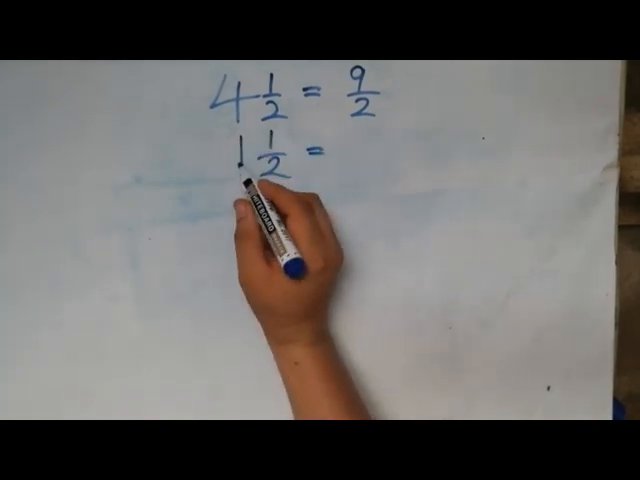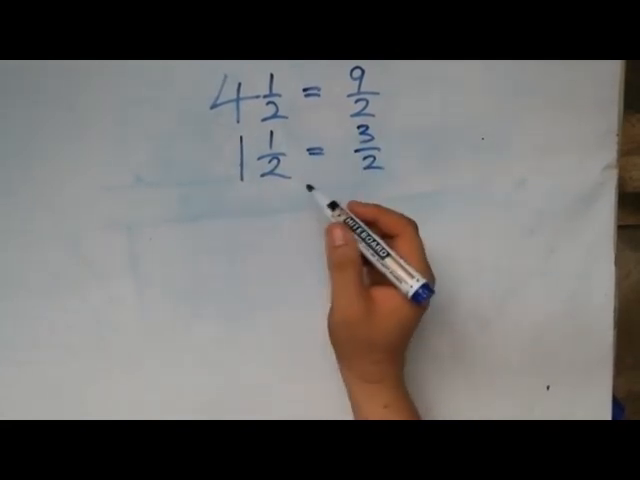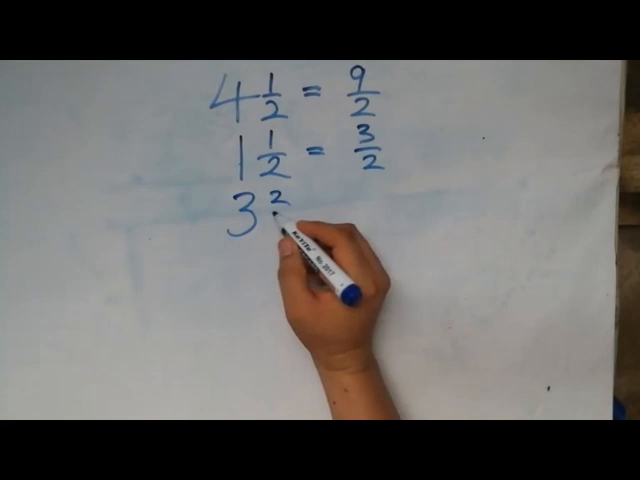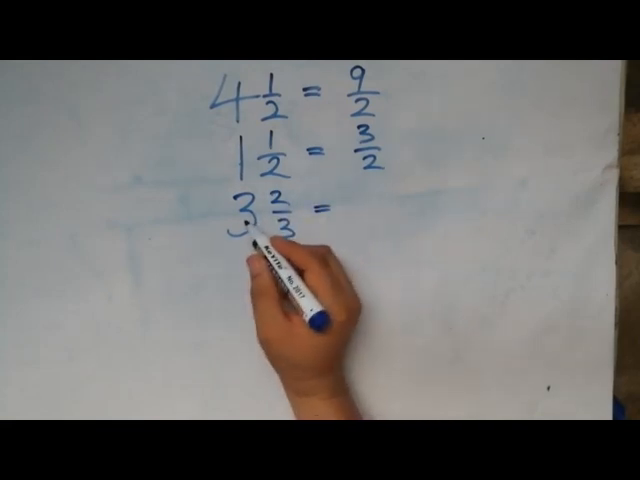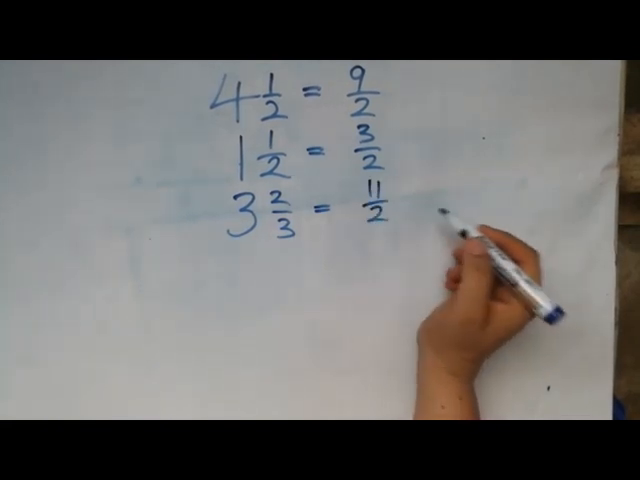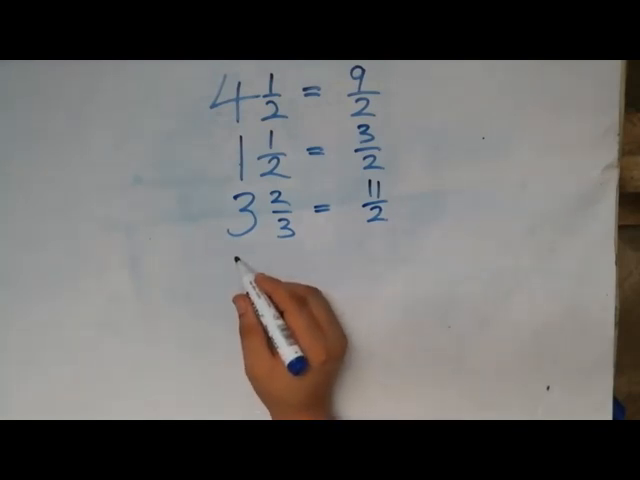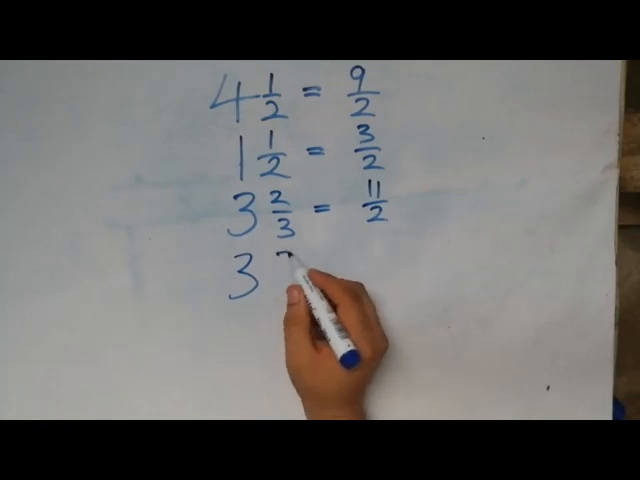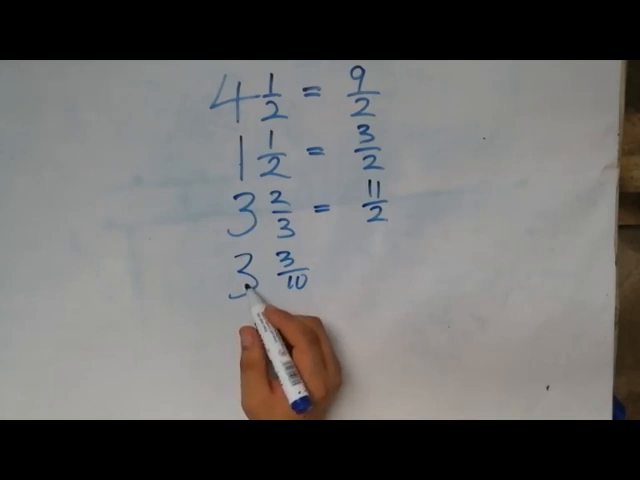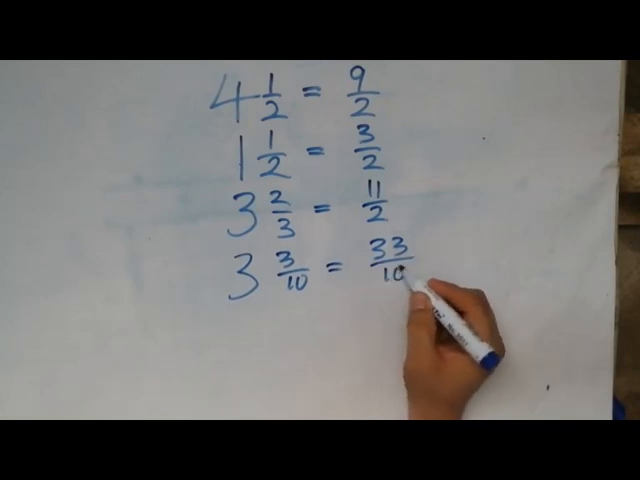Another one is 1 whole number 1 over 2. It will give us 2 times 1, 2. 2 plus 1, 3. 3 over 2. Another one is 3 whole number 2 over 3. It will give us 3 times 3, 9. 9 plus 2 is 11 over 3. Another example is 3 whole number 3 over 10. 10 times 3 will give us 30. 30 plus 3 will give us 33 all over 10.